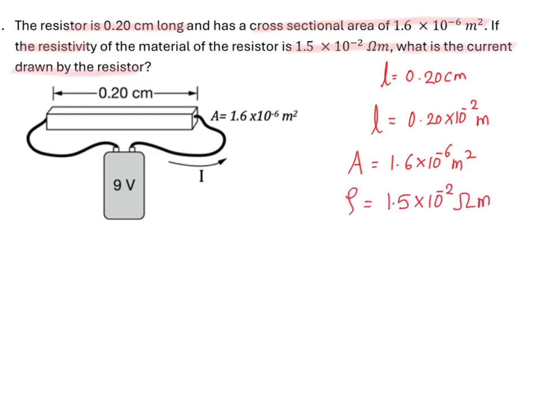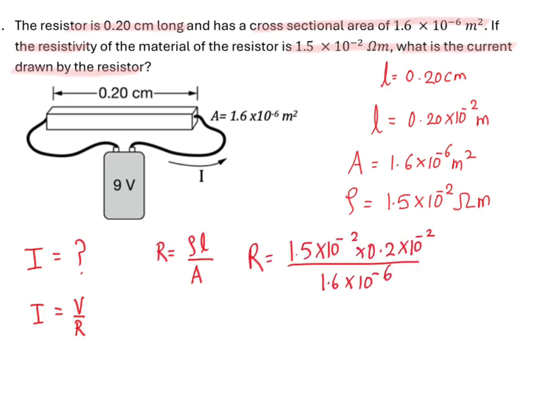The question is asking us to find what's the current. So for current, the formula is V over R. But resistance is not given to us. So first we'll find the resistance using rho L over A. That's direct substitution. Get the value for resistance. Substitute that into the formula for current and you will get the current as 0.48 amperes.